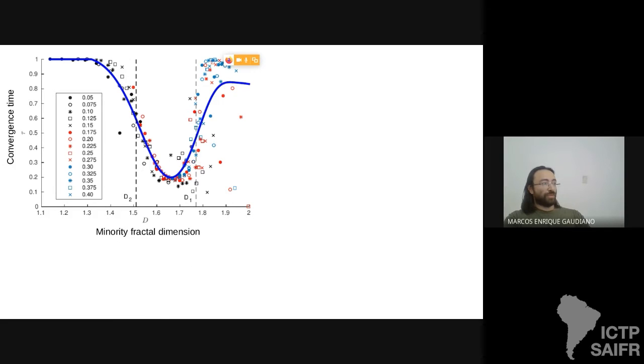Let us describe the convergence time in terms of the fractal dimension of the minority. As we can see, there surprisingly exists a quasi-functional relationship between the convergence time and the fractal dimension, independently of the size of the minority, which ranges between 0% and 40%, as I mentioned before. You can see a minimum.